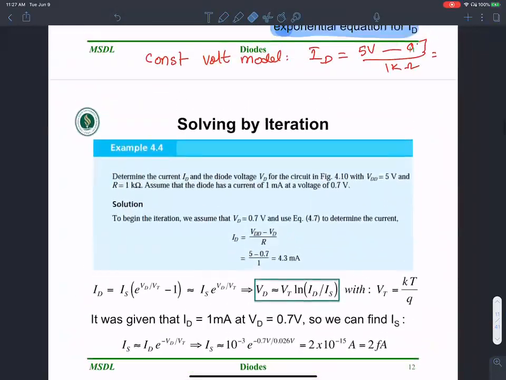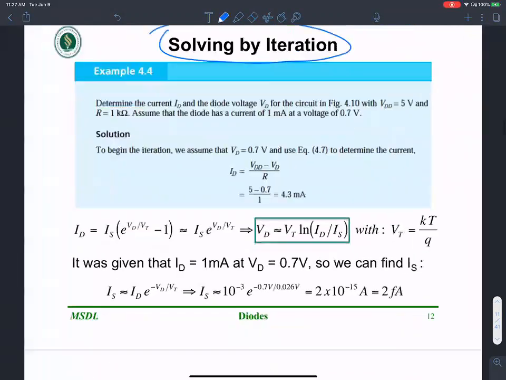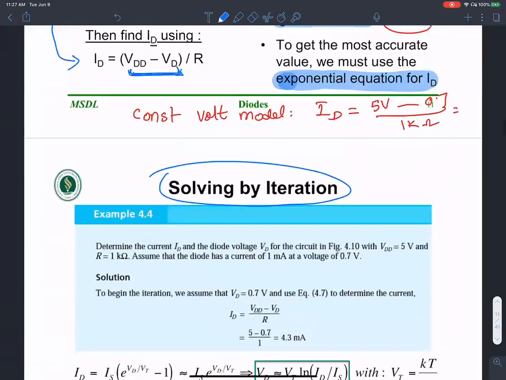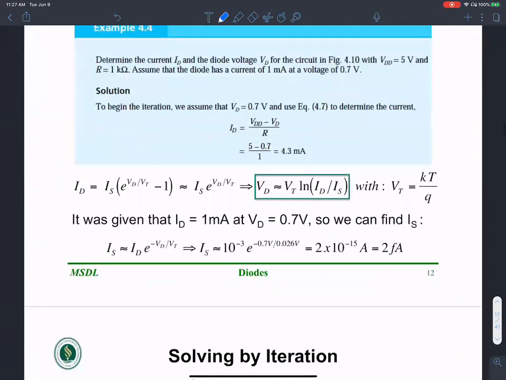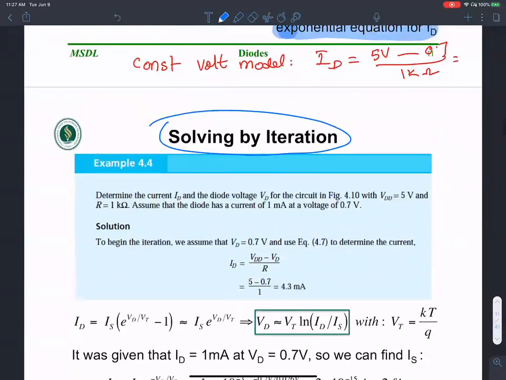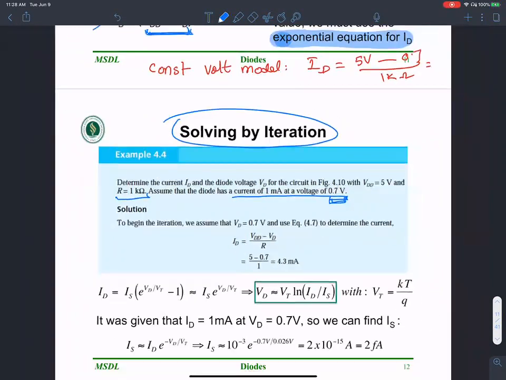So here is another technique. There are two techniques that I'll show you. Solving by iteration to get the exact value, and solving using load line analysis. So if we are to determine the current and the voltage VD for the circuit in 4.10, with a VDD of 5 volts and an R of 1 kilo ohm, assume that the diode has a current of 1 milliampere at a voltage of 0.7 volts. Okay, that is the assumption.